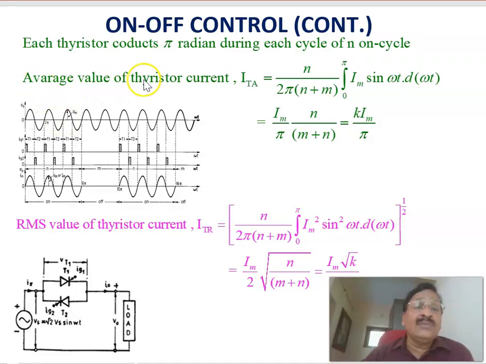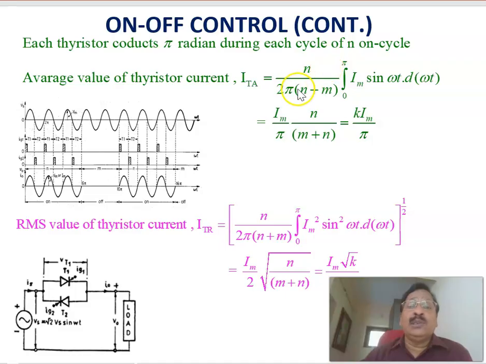Therefore, the average value of the current through a thyristor can be calculated as the integral from 0 to pi of Im sin omega t d omega t, and there are n cycles for which the load is connected. Since the device conducts for n cycles, that is to be divided over 2 pi into n plus m. Therefore, that is the average value.